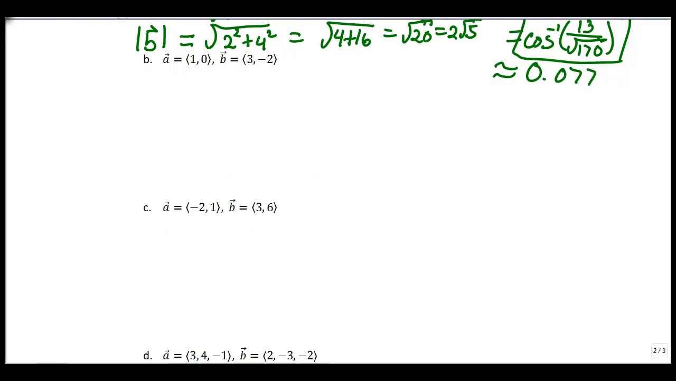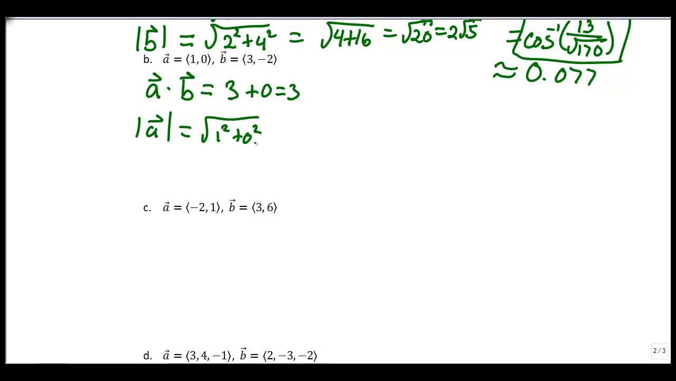Next question. Same setup. We have two vectors. We're going to use our formula from above, so we have to do A dot B. First setup here, we get 1 times 3, that's 3. And then the 0 times negative 2 gives us a plus 0. So the dot product is just 3. Then the magnitude of A is going to be the square root of 1 squared plus 0 squared. Note when you have the 0, this is just going to give us square root of 1, just 1. So this is a vector of length 1 pointing in the x direction.